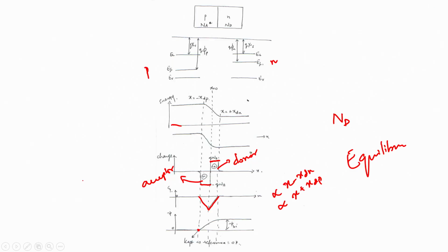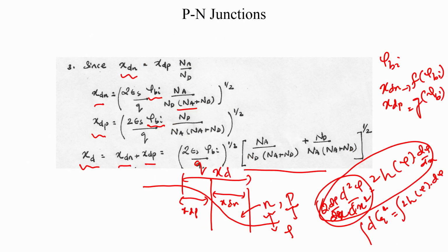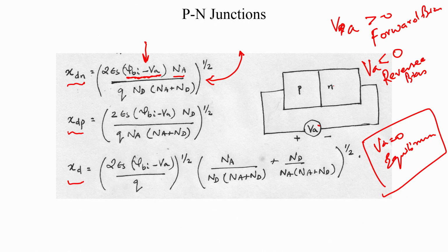So, instead of just using phi bi, we replace that with phi bi minus Va, where Va is the applied voltage, in order to get your out of equilibrium values. Which means what? Which means that when my Va is positive, my xd decreases: both my depletion widths, xdn and xdp, decrease, and my total xd decreases. And in reverse bias, when my Va is negative, if Va is less than 0, then phi bi minus Va is going to be a larger number and my depletion widths would increase.